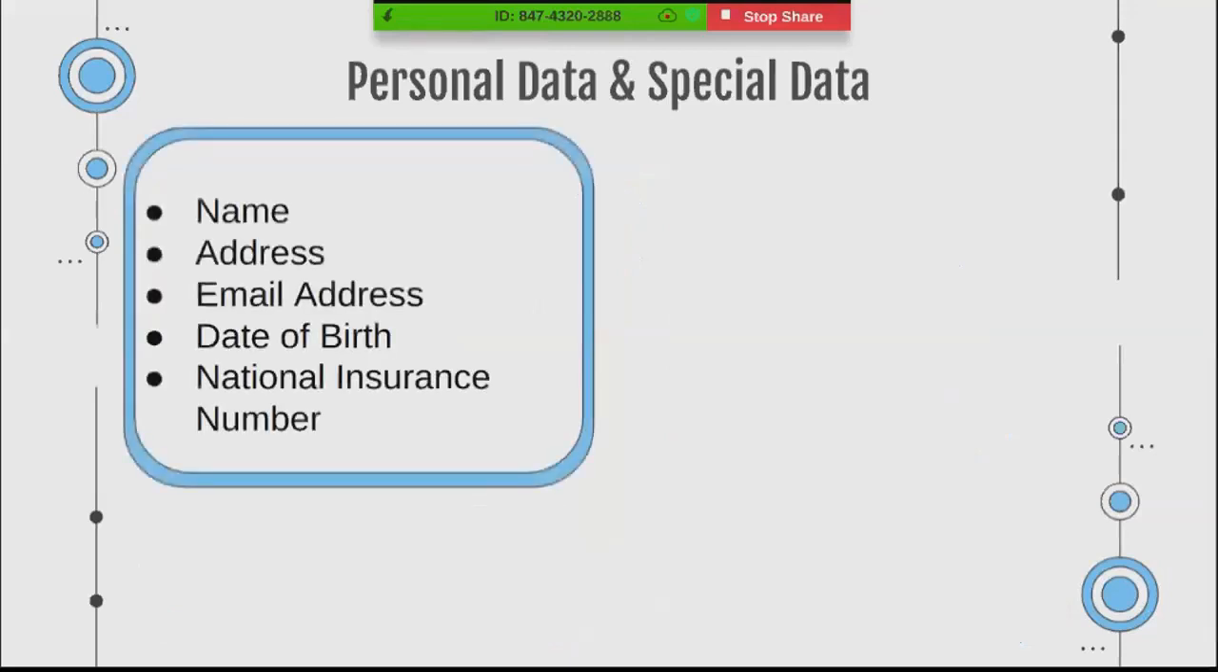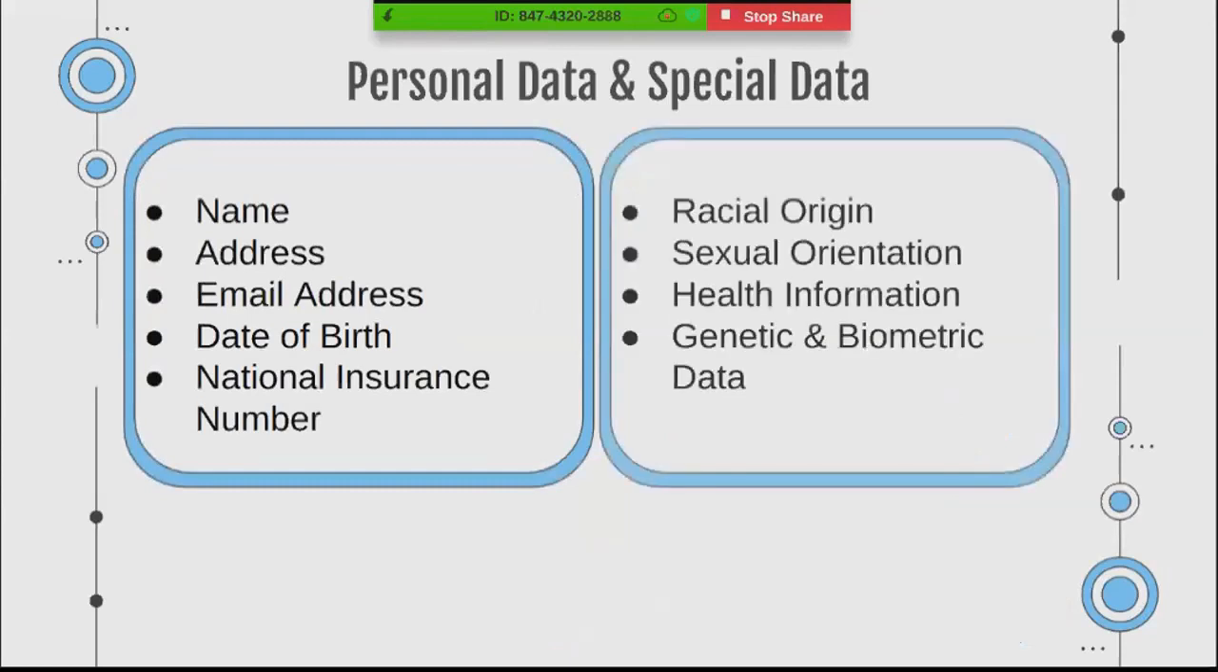So personal data, then, we've got things like name, address, email address, date of birth, national insurance number. Special data will be things like racial origin, sexual orientation, health information, genetic and biometric data.